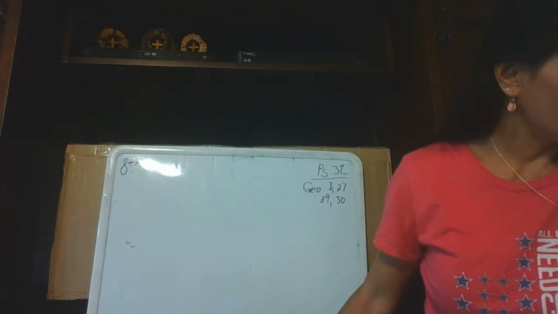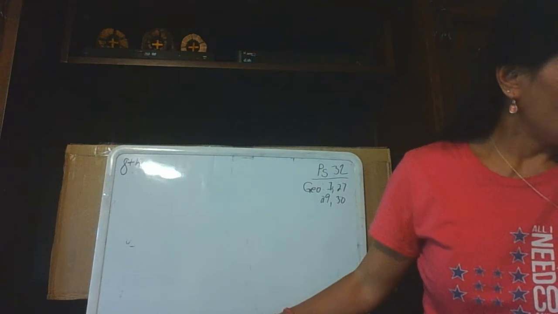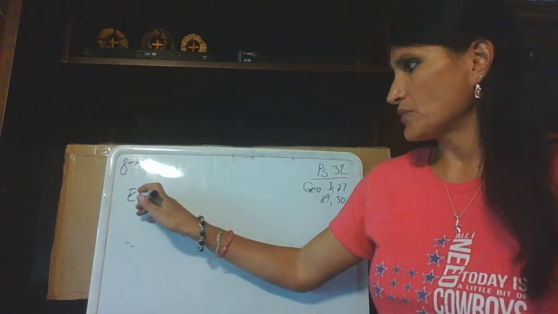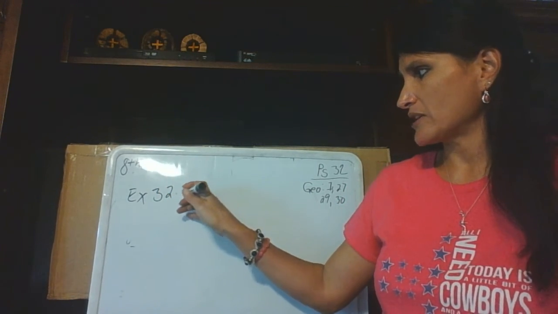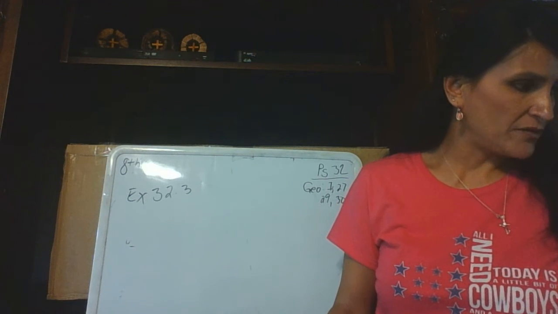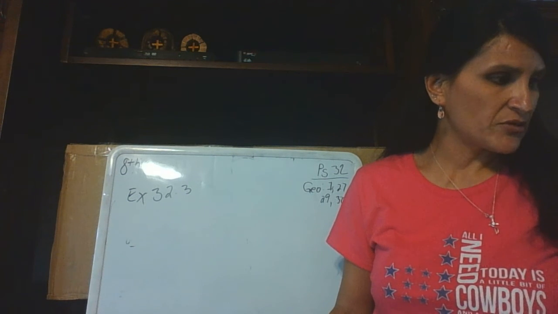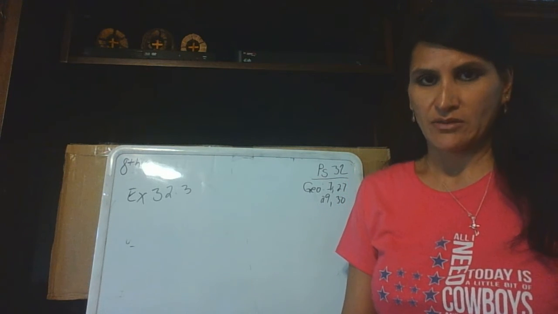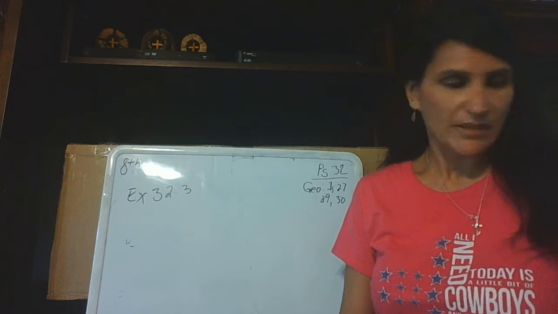So the example is 32.3, okay? Example 32.3 says, find a number such that 5 times the number is decreased by 14 and the result is twice the opposite of the number. That sounds like a real big mess, okay?